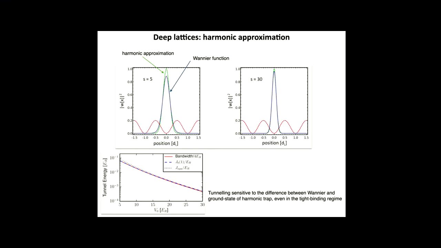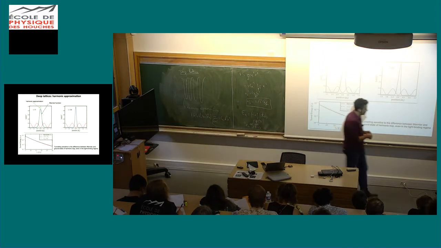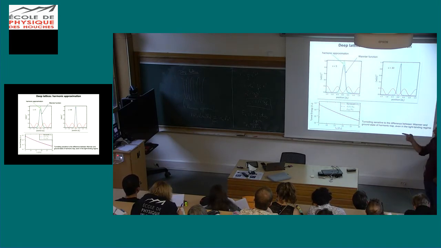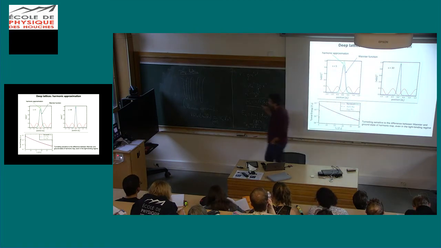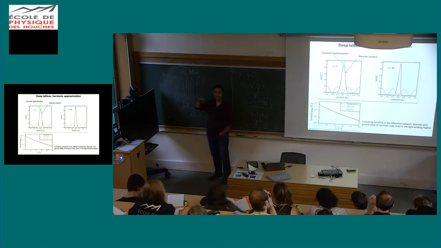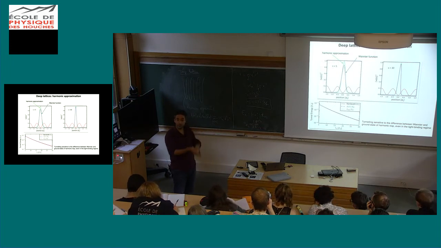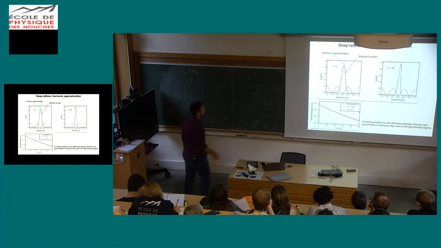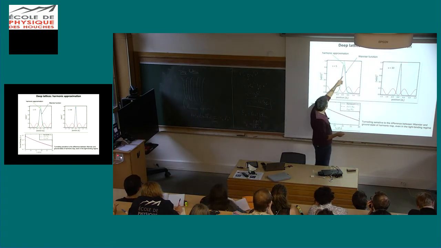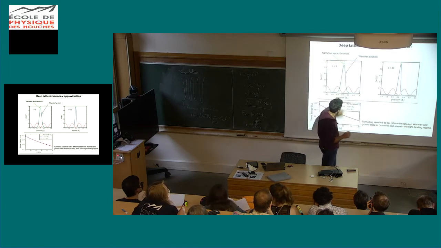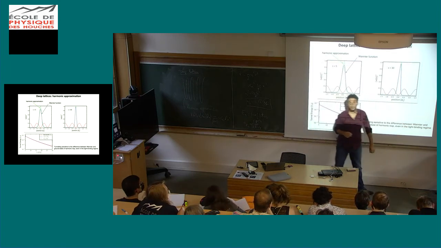And so you can wonder how good this approximation of having a harmonic oscillator is. If I do the harmonic approximation, it means that I will consider the Gaussian ground state of this harmonic oscillator as the shape of the wave function on this site. So the first thing one can do is compare the true Wannier function to this harmonic solution. Well, at s equals 5, it really differs. At 30, you see that there's already an extremely good overlap.